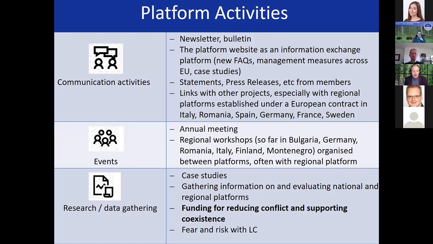Next slide. What are the main activities? Well, we have quite a number of communication activities, including a newsletter, platform website, statements, press releases, and so on. And then, of course, we have links with many different other projects, especially with the regional platforms established under European contracts. And those are including Italy, Romania, Spain, Germany, France, Sweden. We have an annual meeting, which is most of the time in May, and we have a number of regional workshops. And up to now, we had workshops in Bulgaria, Germany, Romania, Italy, Finland, Montenegro. And they were organized between platforms, and quite often we are working together for that with the regional platforms in those regions. We're also doing research and data gathering with case studies.